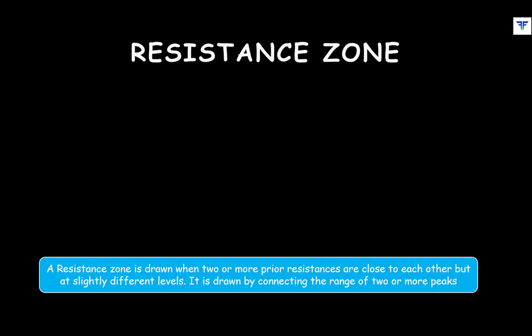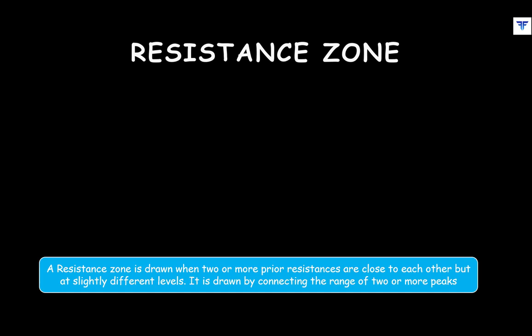Now that we understand the basics of resistance, let us shift our focus to resistance zone. Occasionally, when two or more previous highs coincide close to each other, one could draw a resistance zone rather than a resistance line and extend it to the right in order to find out the potential region that could act as a ceiling going forward.